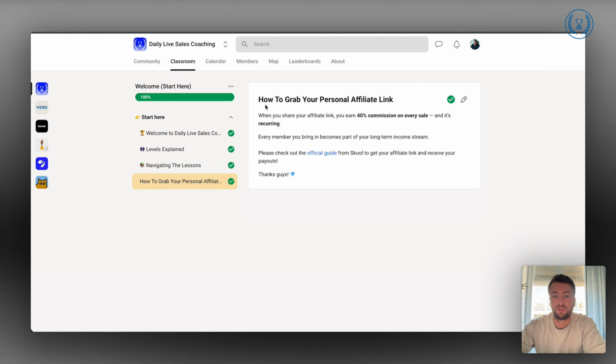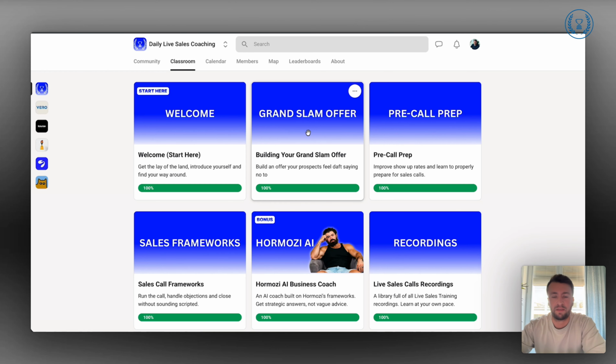Also, if you share your personal affiliate link with other potential members, you can earn 40% every single month on each sale you make, which over time, if you refer a couple of people, means you'll be earning a significant amount of money just by sharing links with people. So every little helps in that regard too. The second thing we have here is the Grand Slam offer.